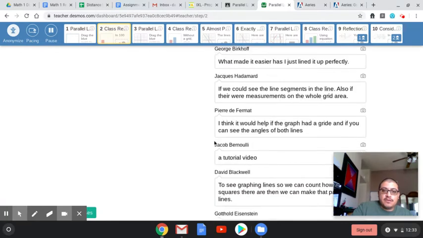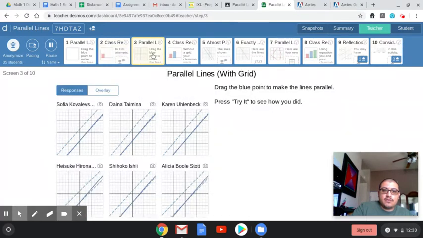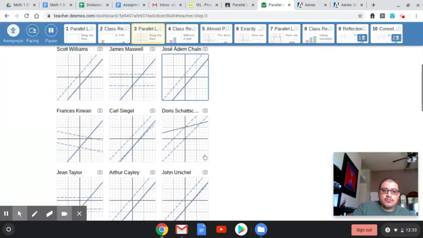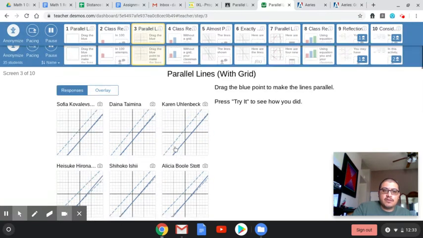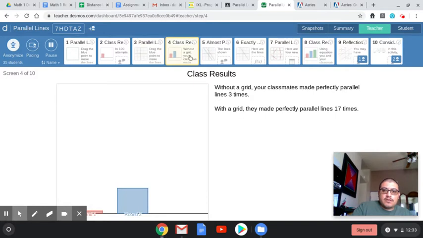Okay, so with that, let's look at when you were given grids, and I can see a lot of you were a lot more successful drawing those parallel lines. Looking at the data, it looks like 17 times students were able to draw the parallel lines successfully using the grid. So from 3 to 17, that's an improvement just from looking at the grids.